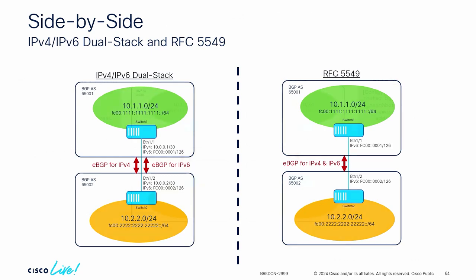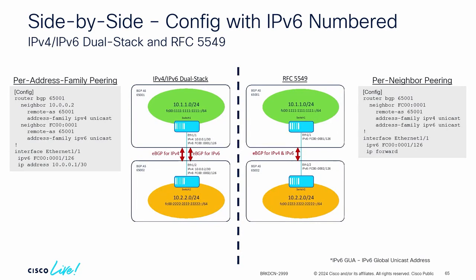Okay? There is more to it. If I look here again at the dual stack, I need to configure the interface on each side with an IPv6 address and an IPv4 address. And then I create my neighbors. I create a v4 neighbor, and I create a v6 neighbor, right? That's the traditional way of doing things. If I compare with what 5549 allows you to do, I create a single interface with an IPv6 address, and I create a single neighbor. That's the immediate advantage. One peering versus two, reiterating what I showed you in the previous slide.